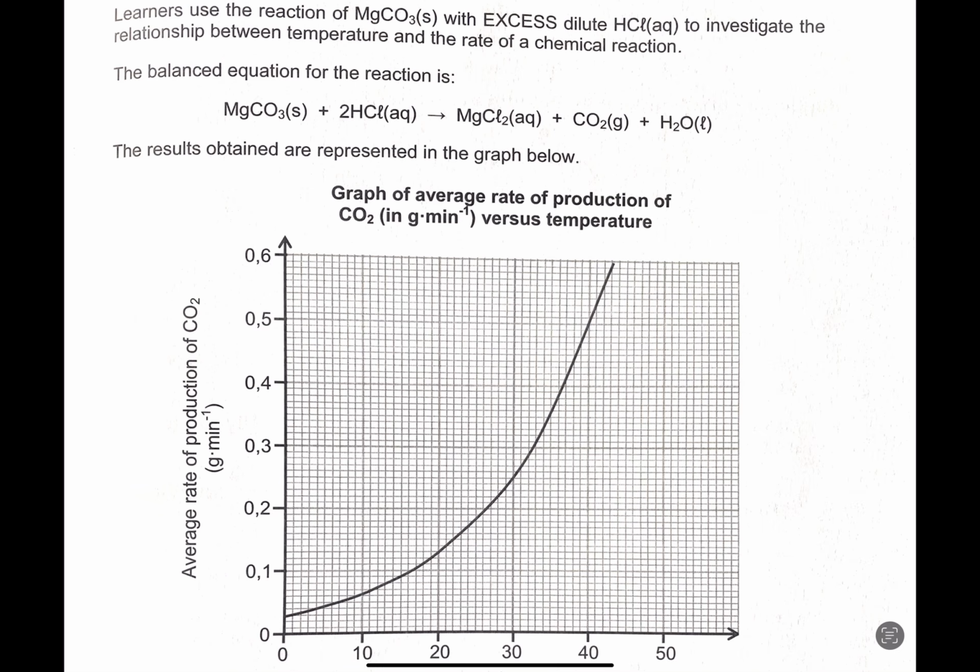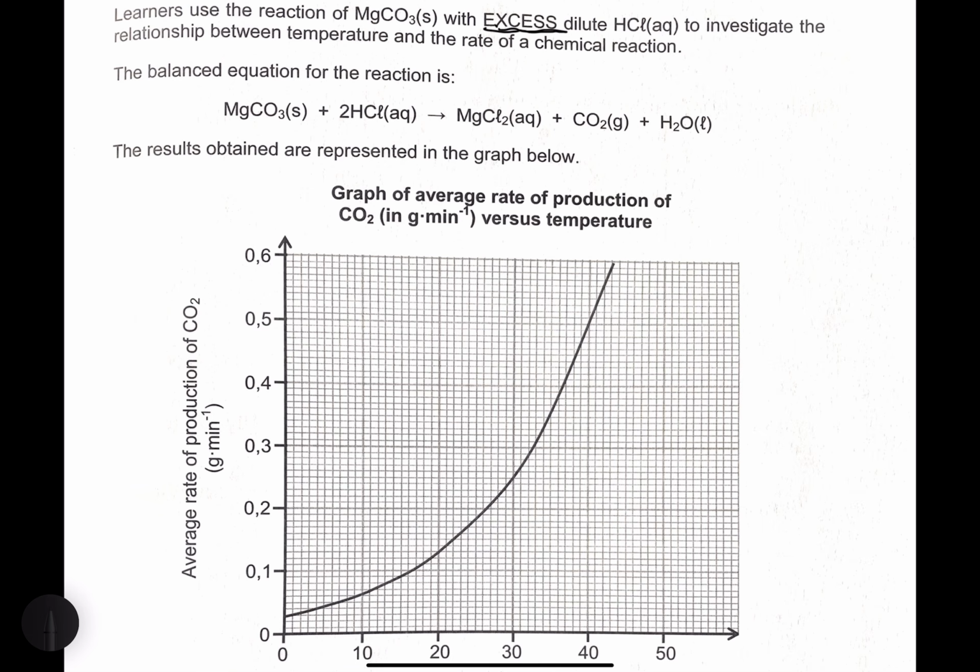All right, so let's have a look at the question. So they say learners use the reaction of magnesium carbonate with excess dilute hydrochloric acid. So we need to note that the magnesium carbonate, in this case, would be the limiting reagent. Why? Because the hydrochloric acid is in excess, right?